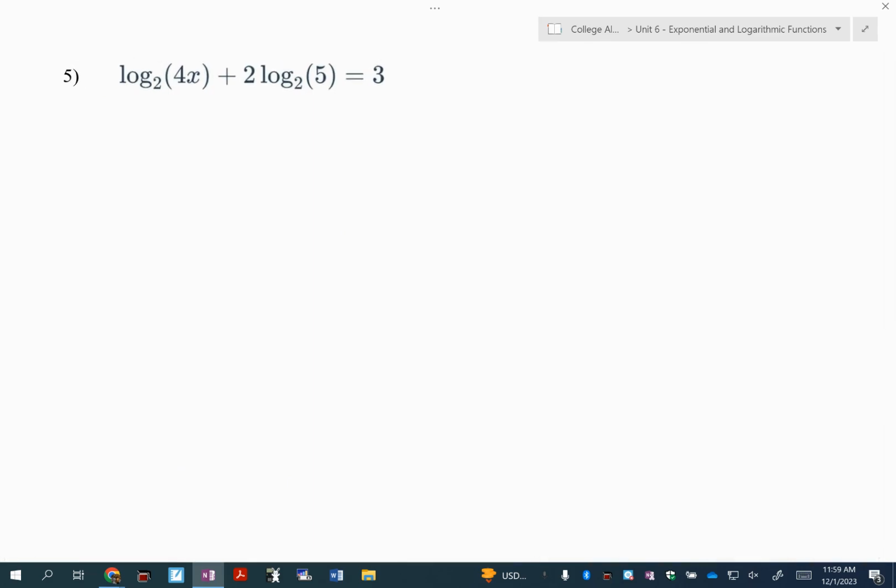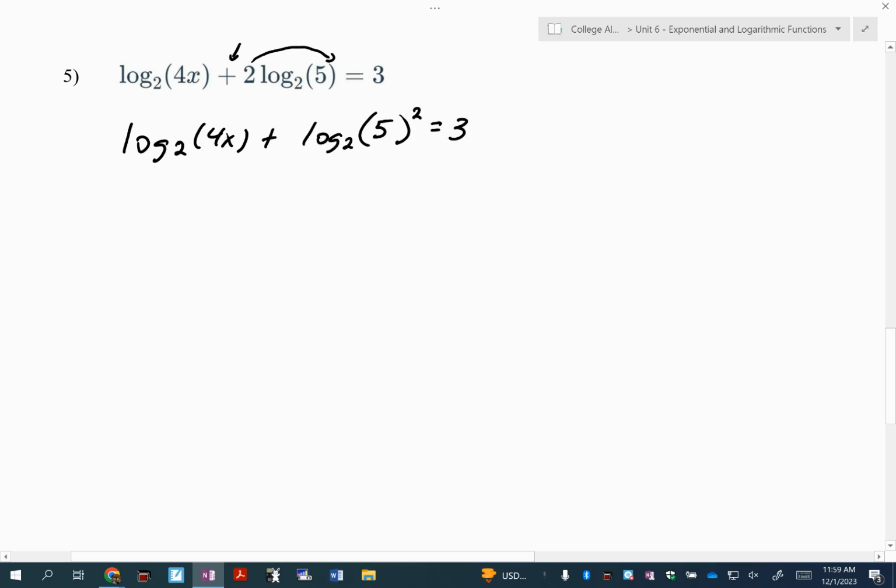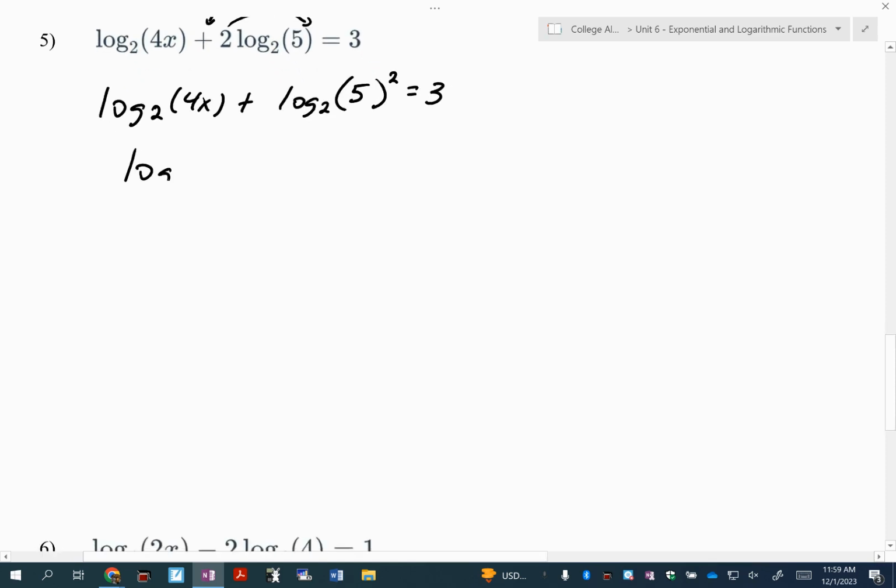All right, now I notice this says plus in between those 2 logs, so I will be combining those 2 logs to be 1 log using multiplication. But I do have this power that I want to move to be on the back of that argument to become an exponent. So it'll look like this: log base 2 of 5 squared. So that's going to be 25. So log base 2 of 4x plus the log.